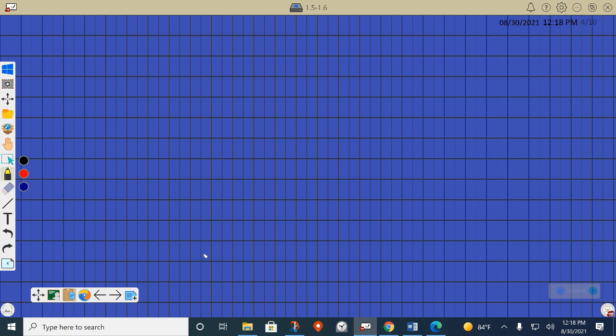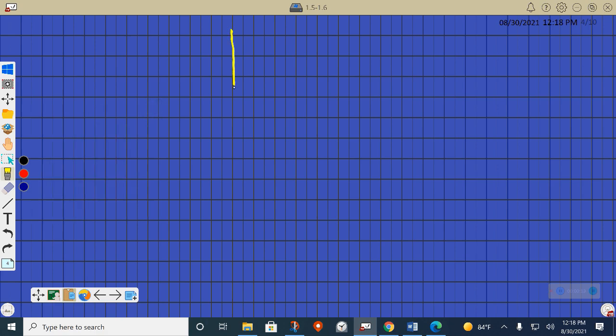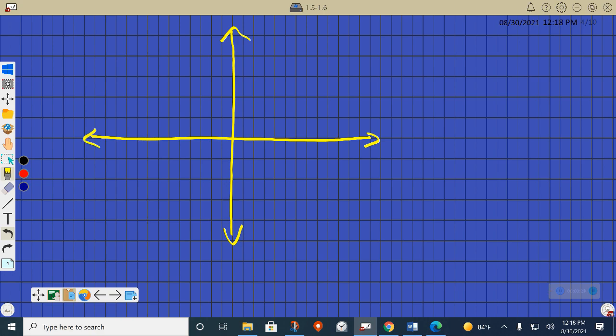Okay, so on that piece of graph paper I just passed out, go ahead and draw a y-axis. That's an up and down number line. And an x-axis, left and right number line for me. Make sure it's on the graph paper lines itself.